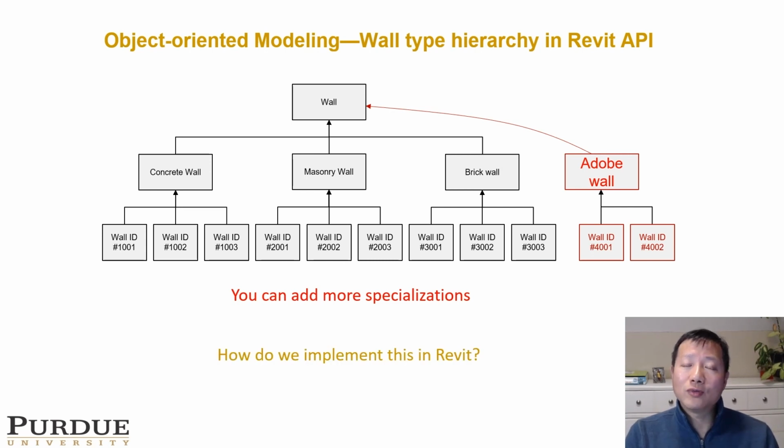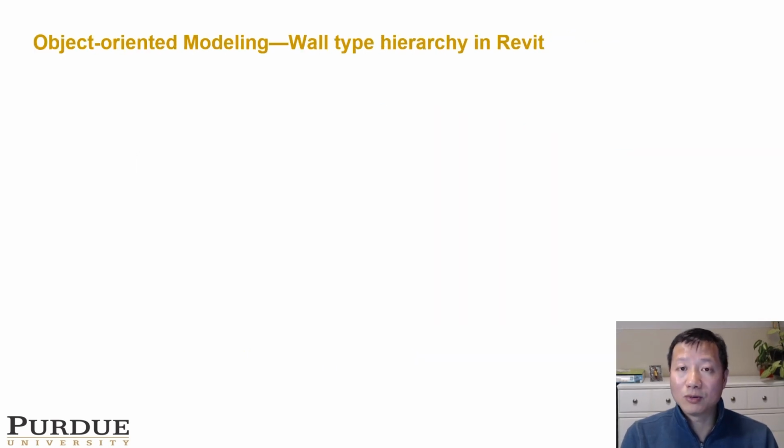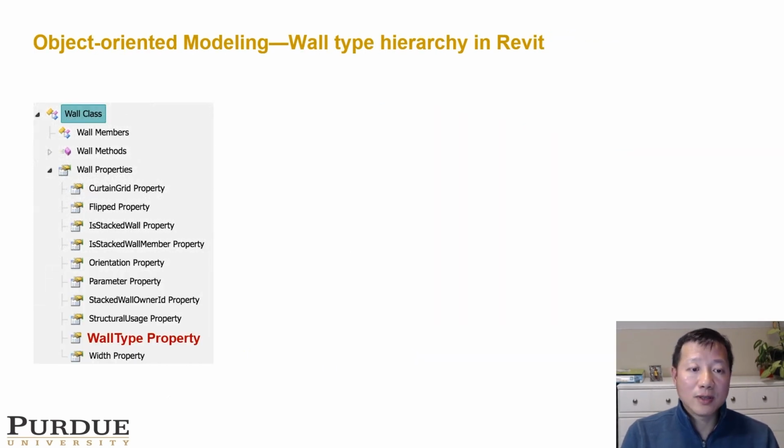And in order to do that, there are several different ways of doing it. The easiest way is probably to go through the edit type and duplicate, right? You can go to edit type and make a duplicate of an existing class, and then you can add your specialized attributes or modify the behavior, modify the attributes. So this is the wall class.